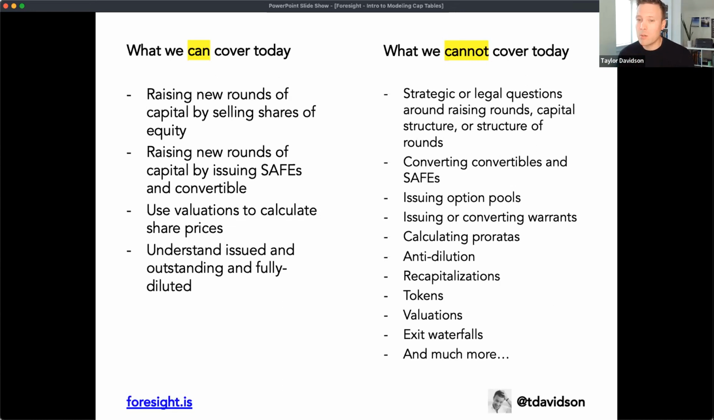What we can't get into is really detailed legal and strategic questions about the right way to raise capital. We can't get into converting convertible investments, option pools, warrants, pro ratas, anti-dilution, recaps, token cap tables, valuations, or waterfalls. Those are outside the scope of what we can cover today. If you have questions about these things, I'll tackle as much as I can in the Q&A session, and I'm always happy to answer questions later on.